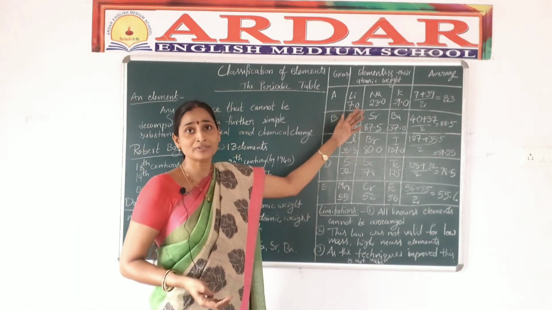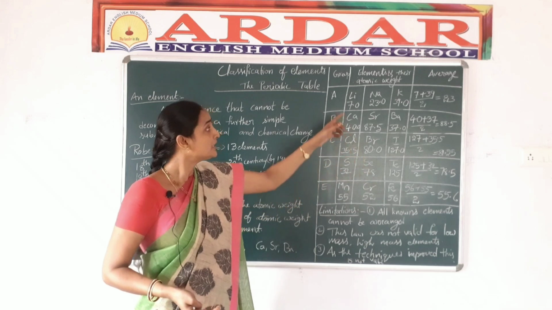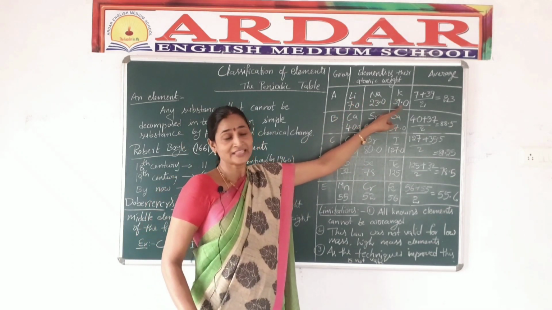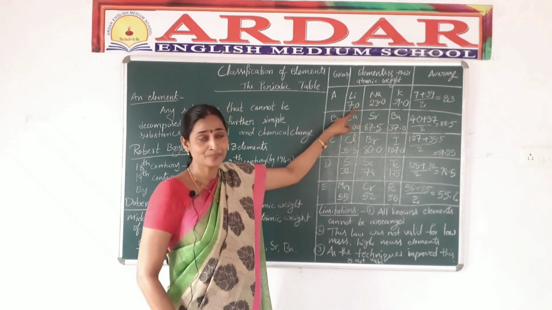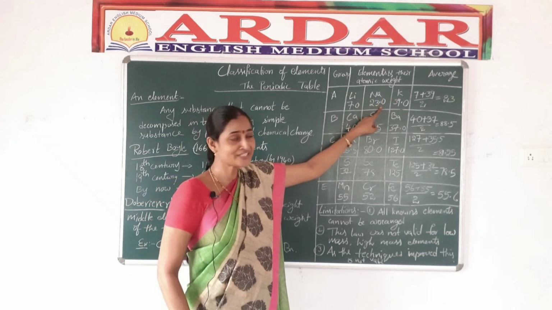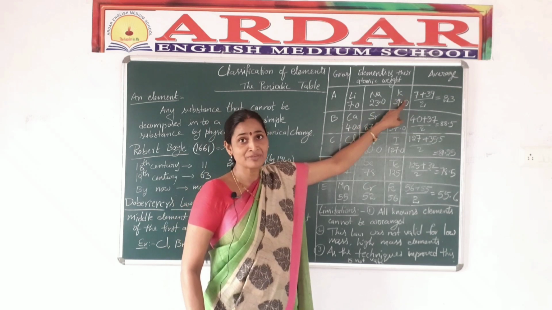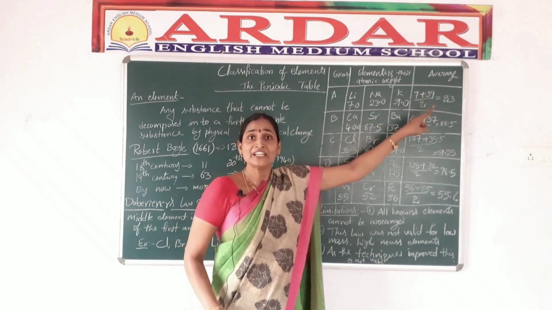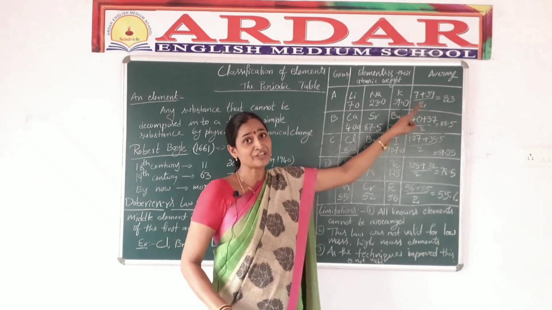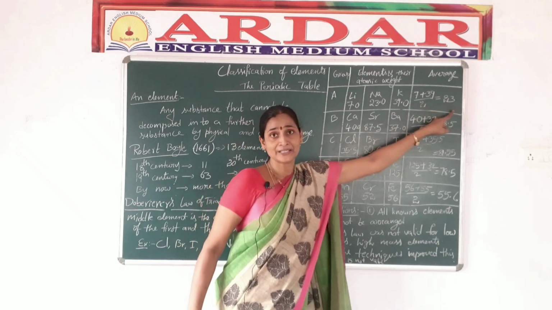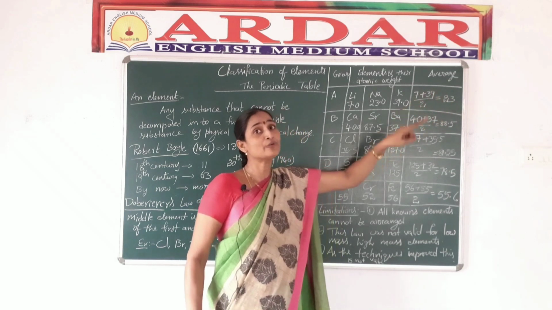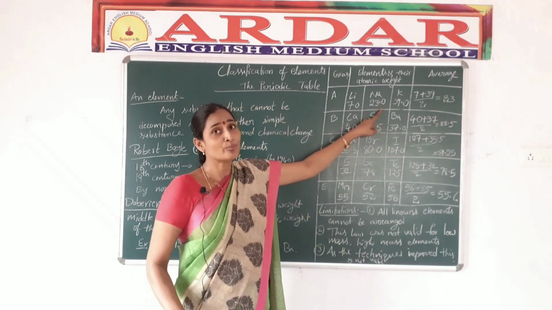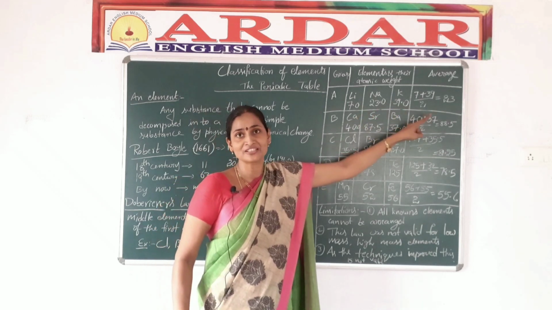Here are some groups of triads. The first triad is lithium, sodium and potassium. The atomic weight of lithium is 7, sodium is 23, and potassium is 39. The average of the atomic weights of the first and third elements is 23, which is exactly equal to the atomic weight of the middle element. So, according to Dobereiner's law, this triad is proved.